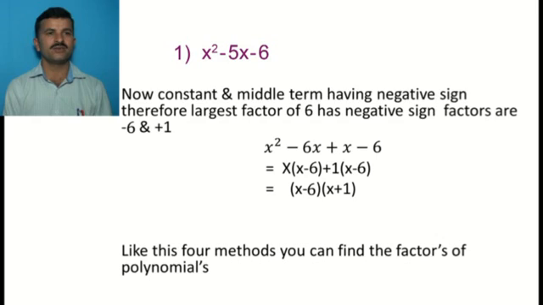Therefore, in the first pair, you can take x as common and the remaining part x minus 6 is put in the bracket. Next, in the second pair, plus 1 is common and the remaining part is x minus 6. Therefore, the factors of the polynomial x square minus 5x minus 6 are x minus 6 and x plus 1. By these 4 different methods, you can find the factors of a quadratic polynomial.